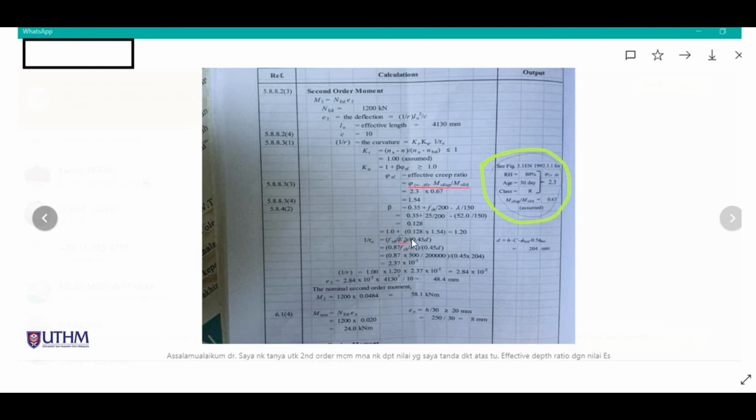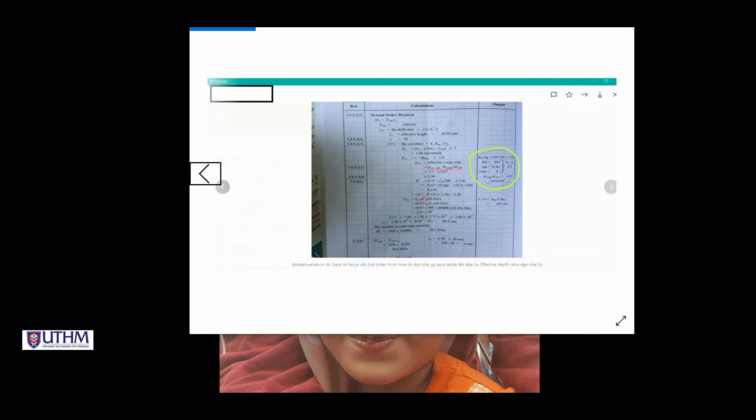And this is Es. The Es here is the Young modulus for steel, and it ranges between 205 megapascal to 215 megapascal. And here is the d. The next question is how to calculate the effective depth ratio for this case. This one is similar to other structural elements.